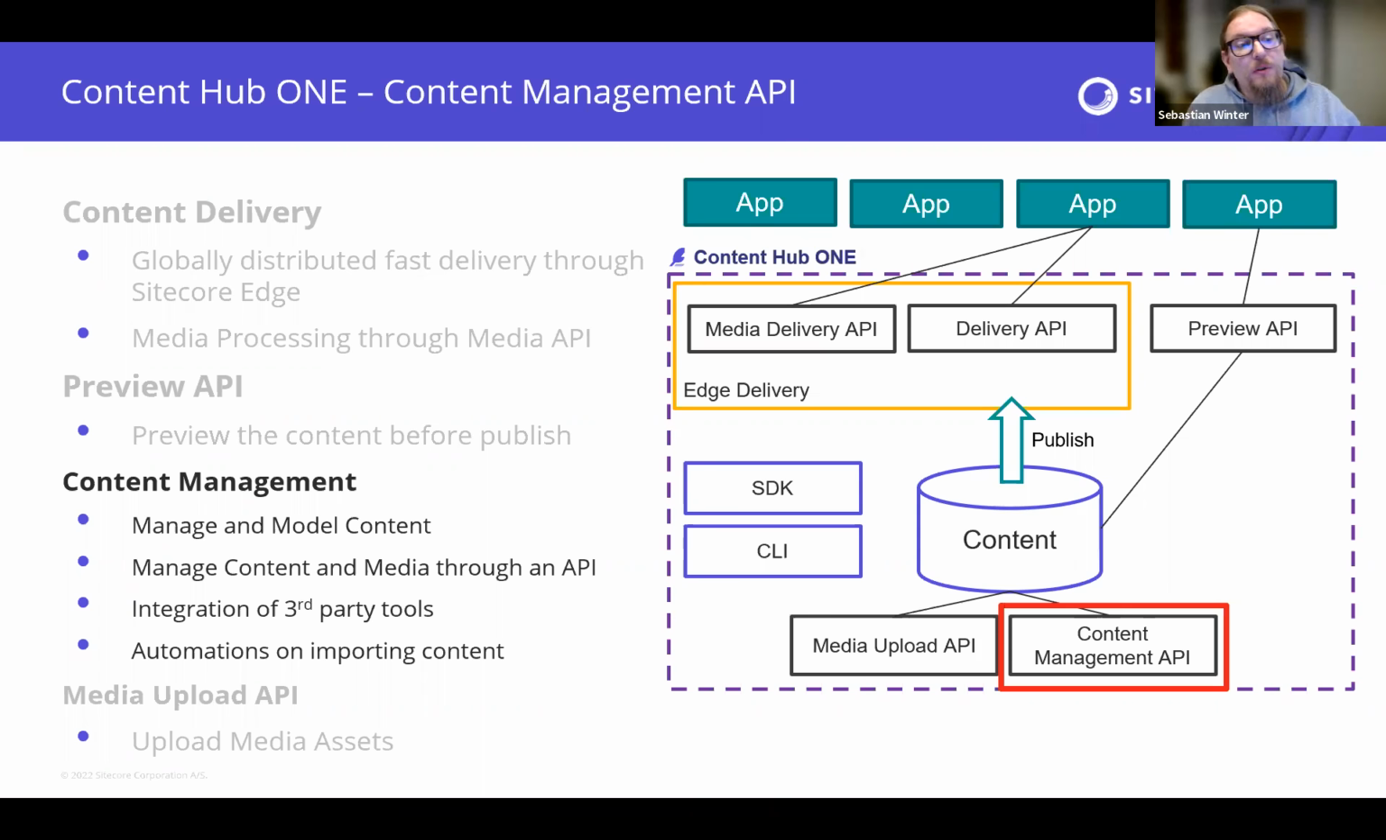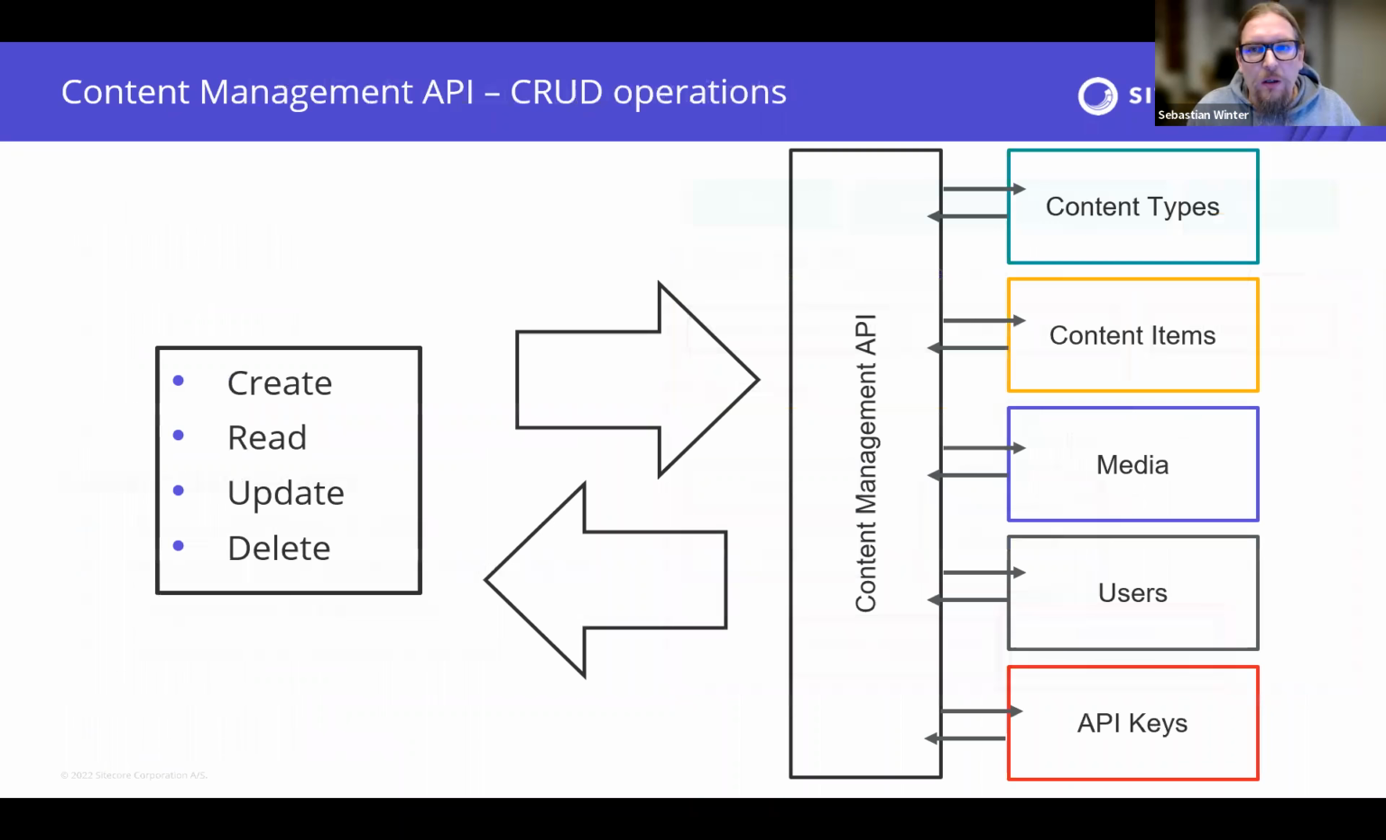So we also have the content management and media upload API. Starting with the content management API, that allows you to manage content from outside of Content Hub 1. It can be useful when doing content automations, using, for example, Azure Functions, or when exporting and importing content, right? That's basically the main aim of it.